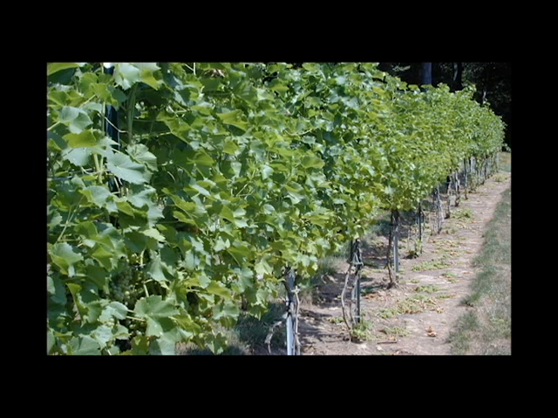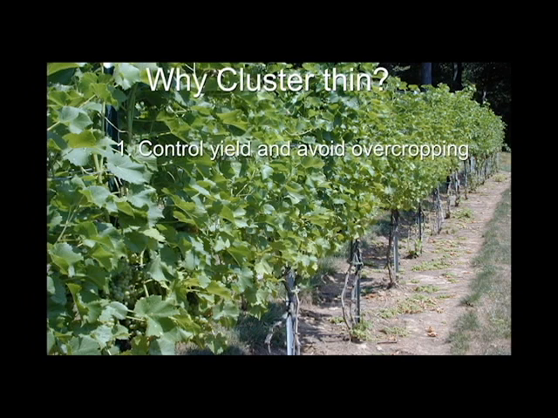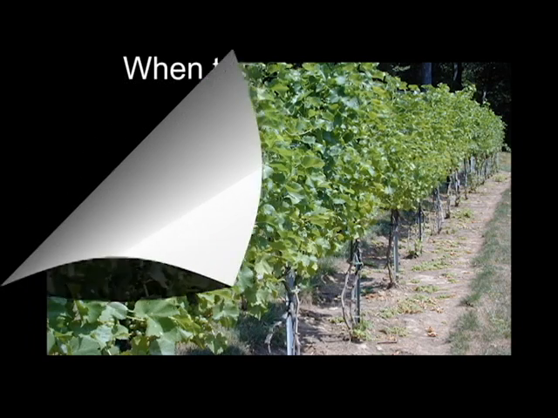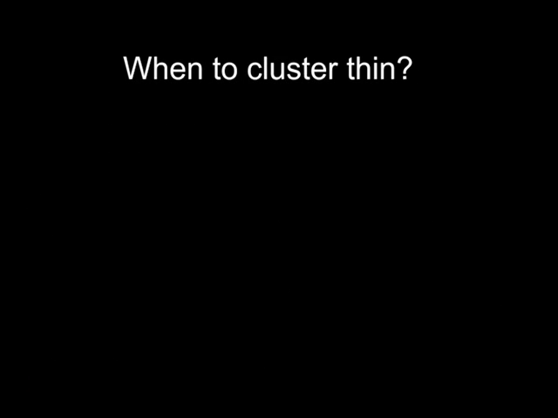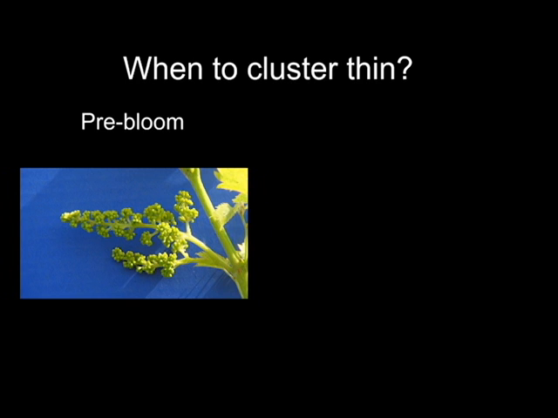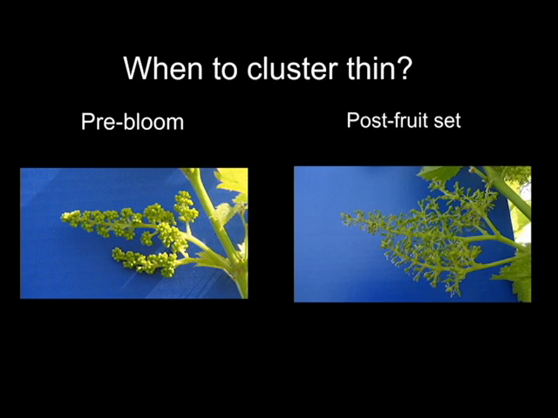Cluster thinning is a type of crop restriction and is done for the following purposes: to control yield and avoid overcropping, to improve quality, and this allows the grower to modify vine balance. Cluster thinning is conducted in either of 2 periods: before bloom, also called pre-bloom, or after fruit set, also called post-fruit set. Choosing which period to cluster thin is dependent on cultivar, desired yield, and fruit quality goals.